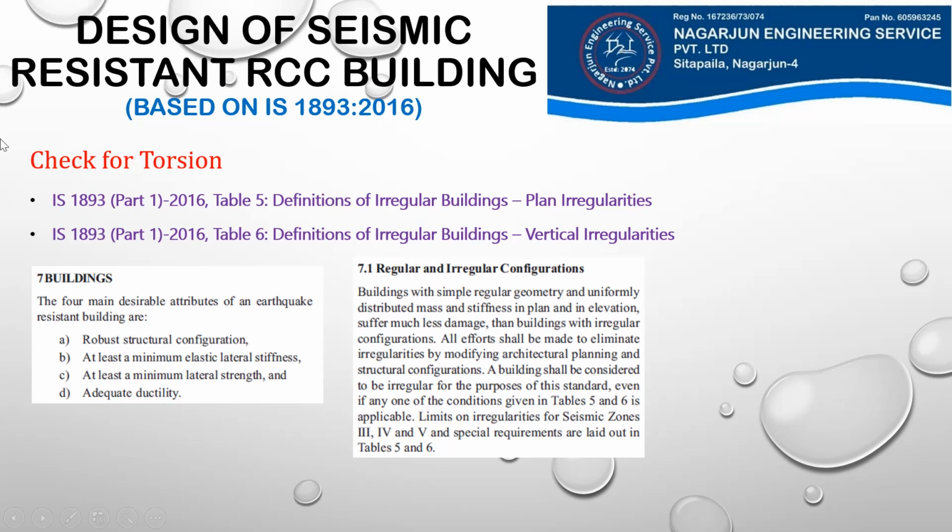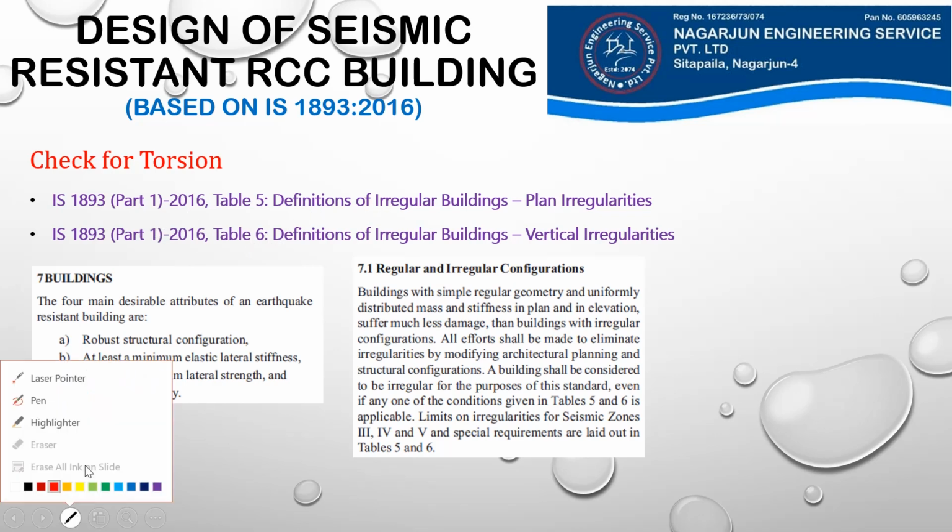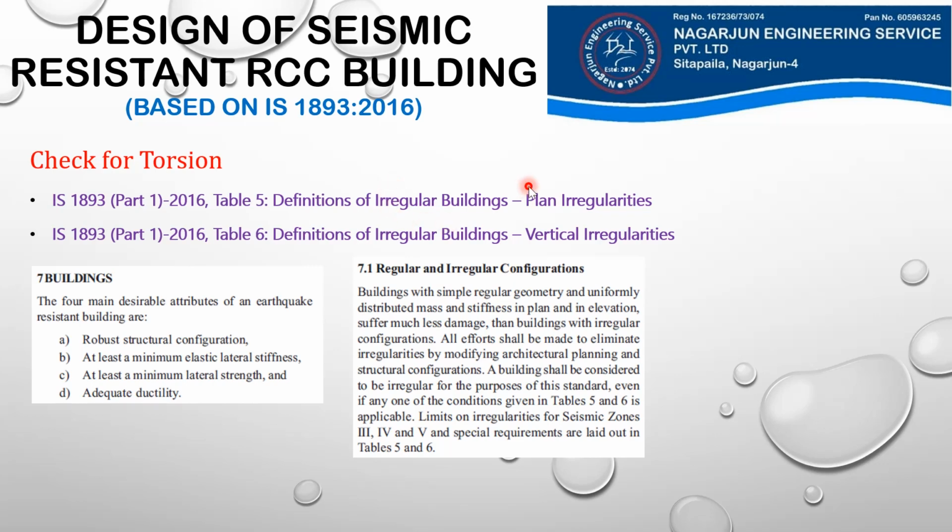Now, one of the most important checks that we have to perform in our building is our check for torsion. So, as I discussed in the previous slide, Table 5 and Table 6 of IS 1893 Part 1 2016 discuss some definitions of irregular buildings, and Table 5 discusses plan irregularities, and Table 6 discusses vertical irregularities that contribute to torsion in our building.